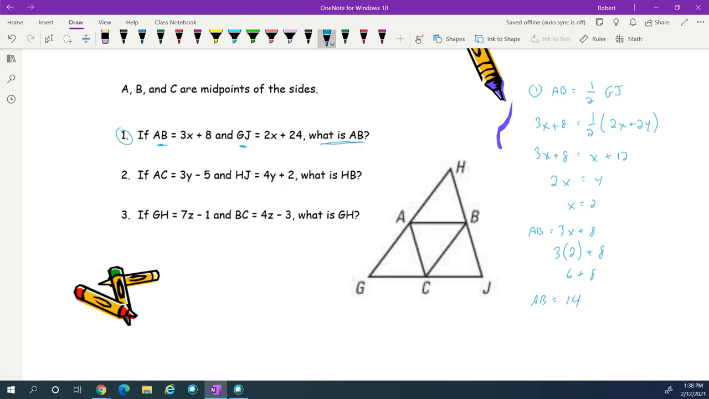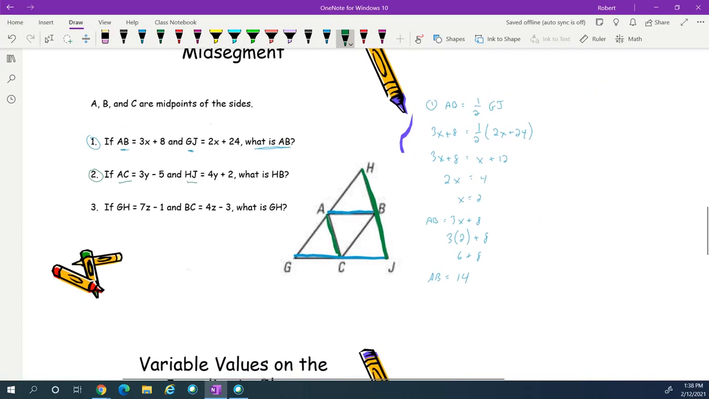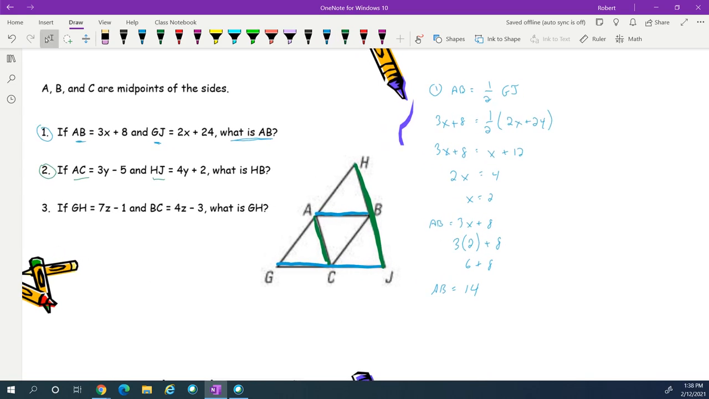Or actually, I'm going to leave those marks in the picture because I'm going to change colors. For number 2, AC and HJ. So in green, AC and HJ. I'm just going to move to the side here. For number 2, AC equals 1/2 of HJ. Well, AC is 3y minus 5. HJ, 4y plus 2. Let's just solve for y. So 3y minus 5. Again, distributing the half is very simple. They're even numbers, so they divide by 2 nicely. And y equals 6.